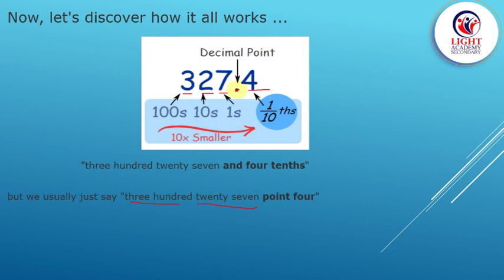If after the decimal point there is just one number, it will be tenths. But if we have more than one number, it will be a higher power of 10. But we usually just say 327 point 4. It will be written like that, and we will be reading it like that.